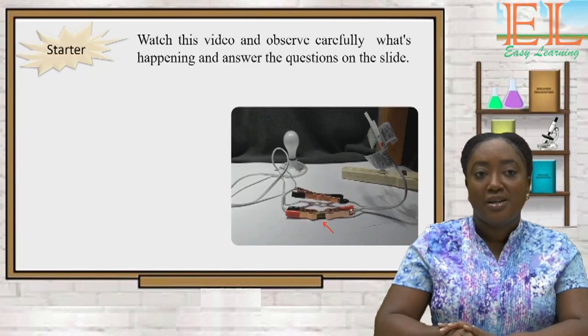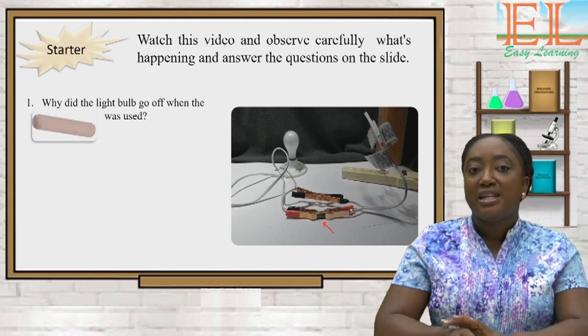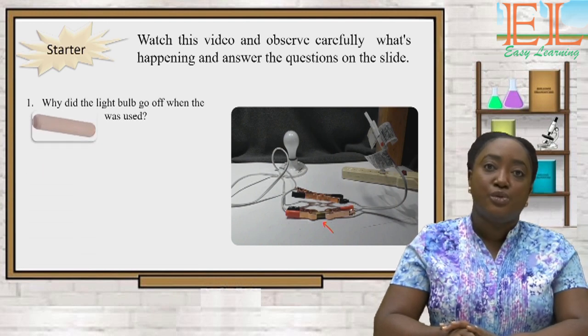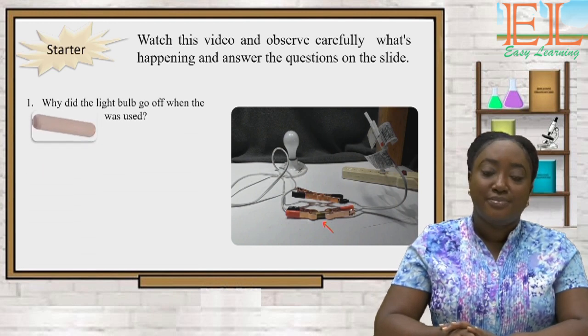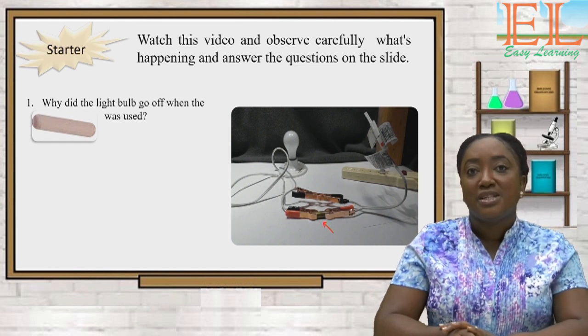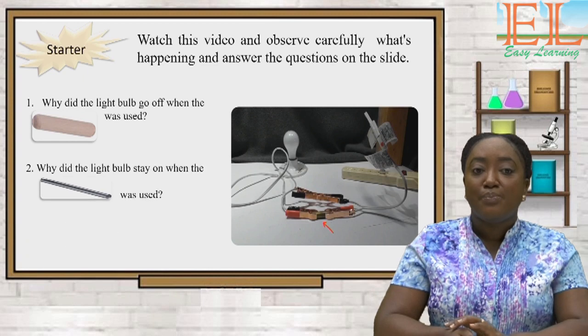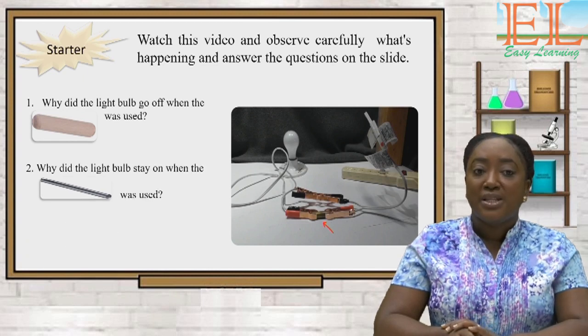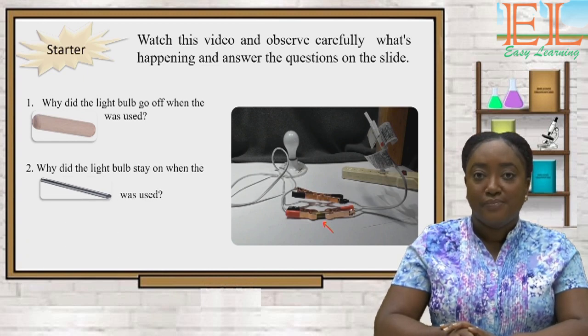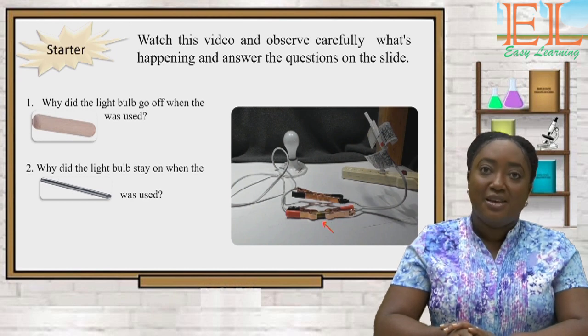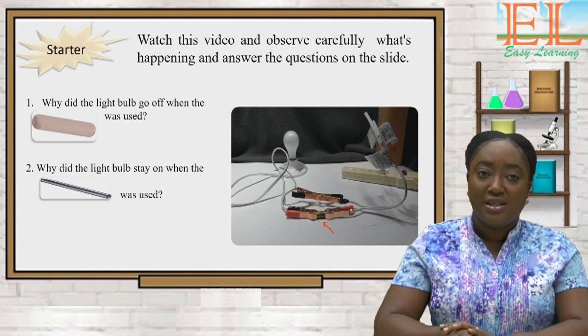Welcome back. Why did the light bulb go off when the wood was used? You are right, the wood is an insulator. Why did the light bulb stay on when the metal rod was used? Yes, the metal rod is a conductor.